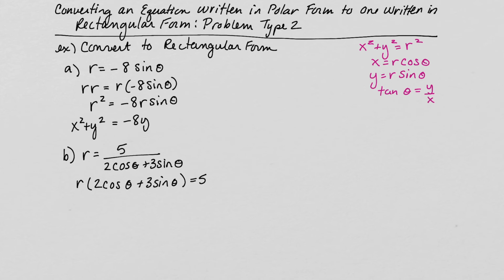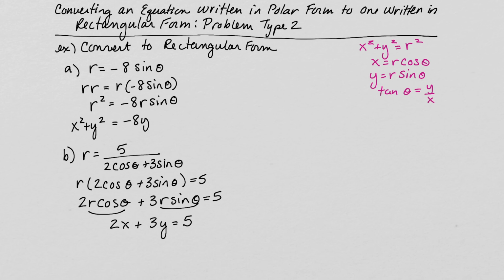And now if I distribute that r, I would end up with 2r cosine theta plus 3r sine theta being equal to 5. So r cosine theta here, that's the same as x, so we have 2x plus r sine theta, which is the same as y, 3y equals 5. So I have a nice little line there. If I wanted to, I could solve this line for y. I don't have to. I could just leave it this way. This is more the standard form of writing a line, and this is the way that Alex leaves it, so I'm just going to leave it that way. But if you want to solve it for y, you could.